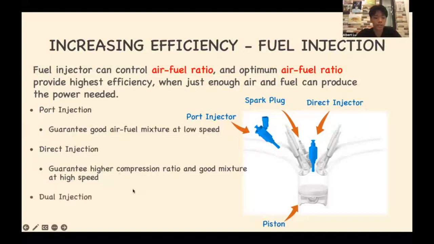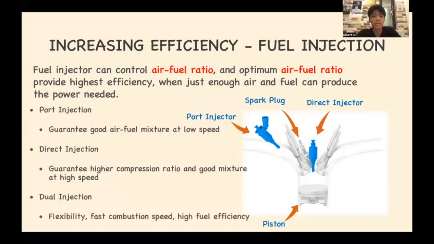And then there's dual injection, which is the combination of port injection and direct injection, as the picture on the right shows. It basically makes port injection and direct injection complementary, and it achieves flexibility in controlling the air-fuel ratio, and that guarantees high combustion speed and also high fuel efficiency.